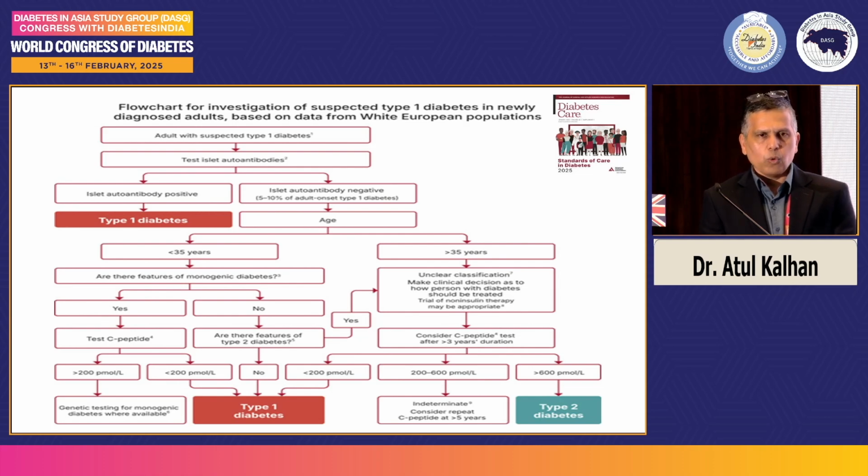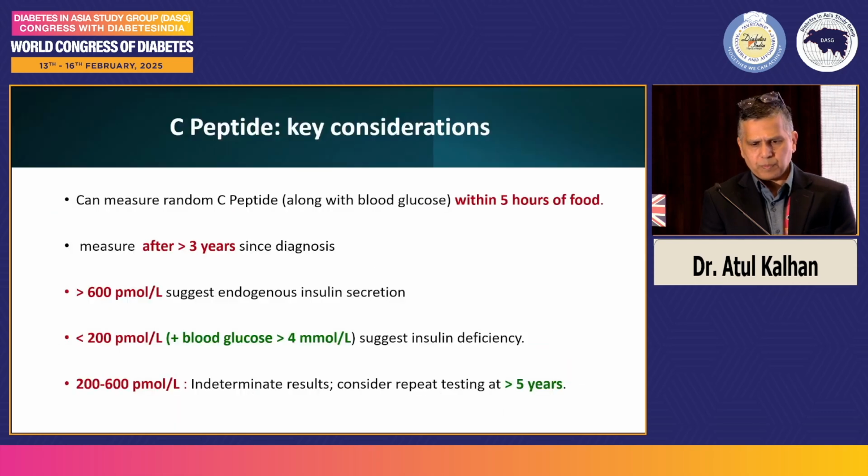But overall, if you go through it, if you're suspecting type 1, you'll do islet cell antibodies. They can be negative in 5%. If you're suspecting monogenic diabetes, you probably will do C-peptide. But if you're suspecting type 2, there is no point in doing C-peptide in the first 3 to 5 years post-diagnosis. That was the crux, the message I wanted to convey to you.